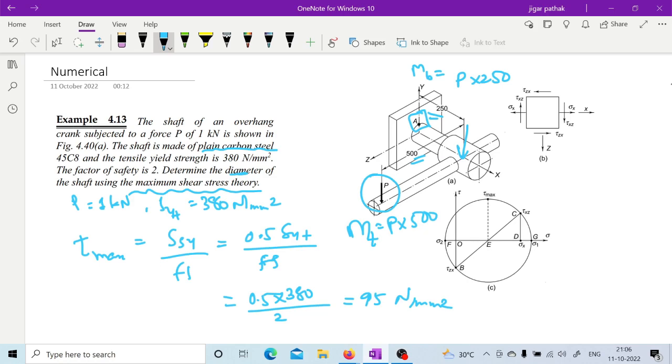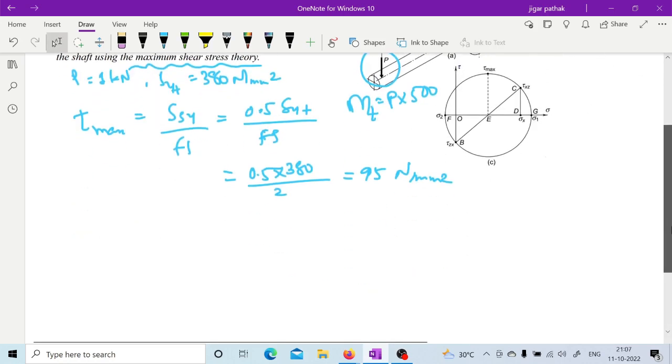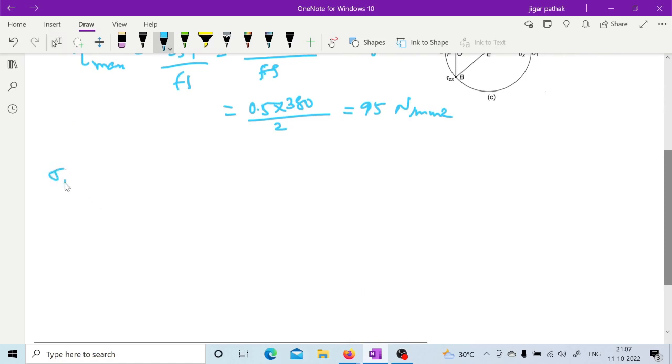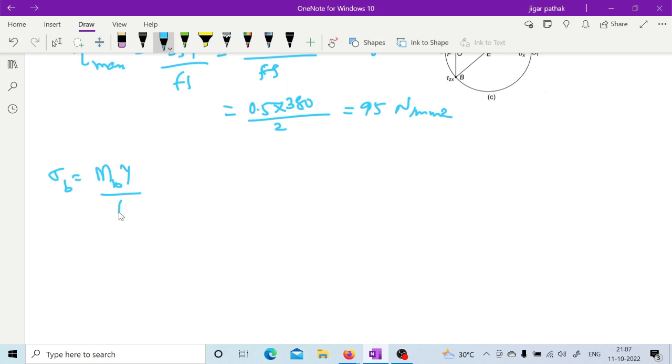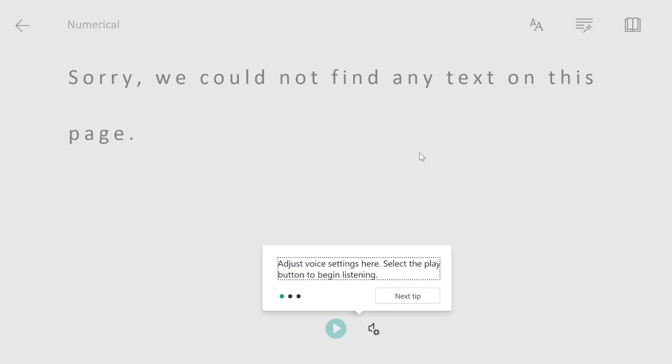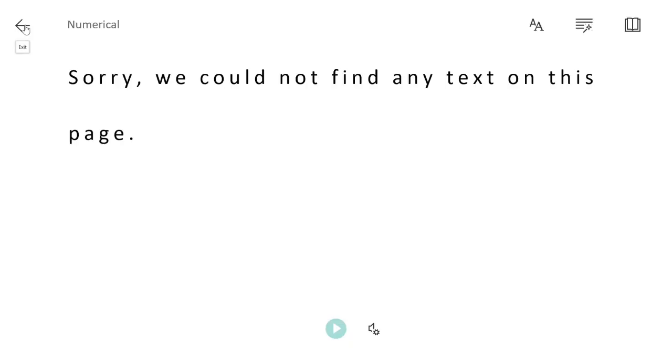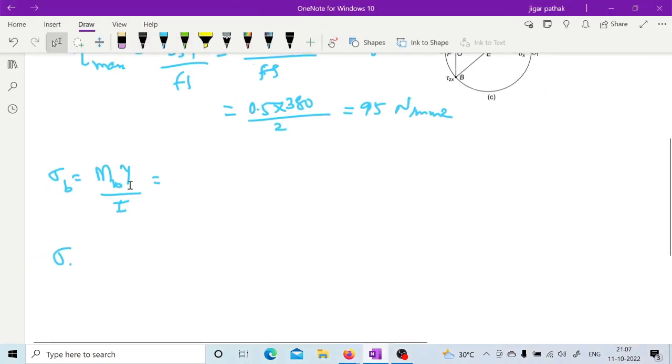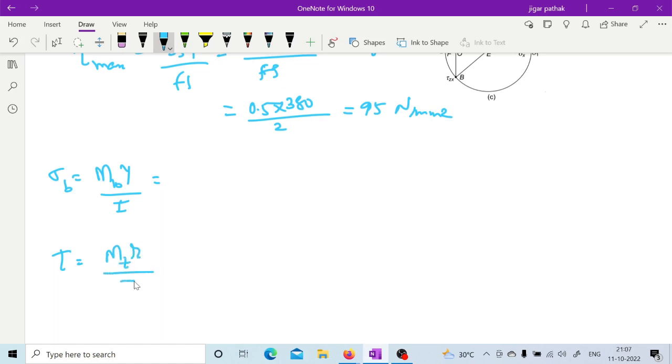Right, so once you have this bending moment and torsional moment, you can calculate the bending stress and torsional stress with simple equations: sigma B is equal to M y upon I, and the torsional stress tau is equal to MT r by J.